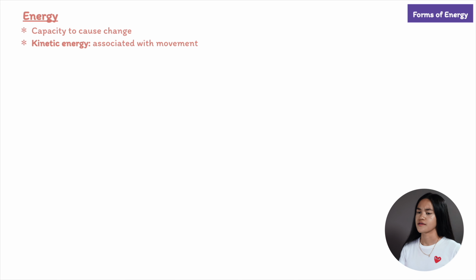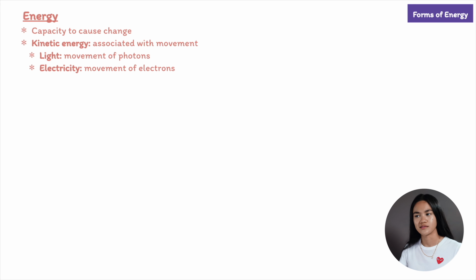We can also consider light and electricity as forms of kinetic energy. Light is associated with the movement of photons and electricity with the movement of electrons. Thermal energy is also a form of kinetic energy because it's associated with the movement of molecules. When thermal energy is transferred from one object to another, that is called heat.